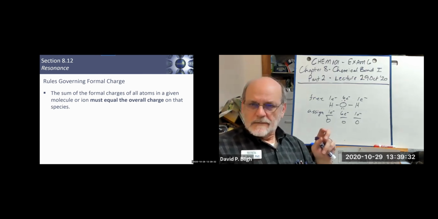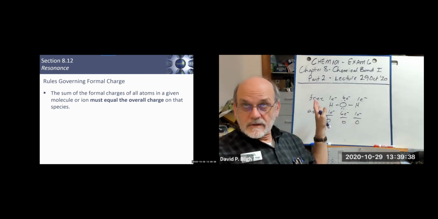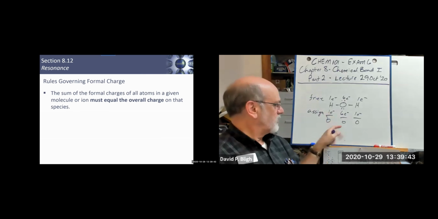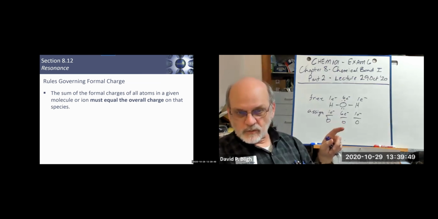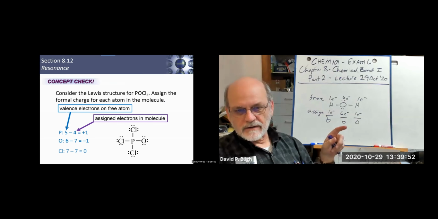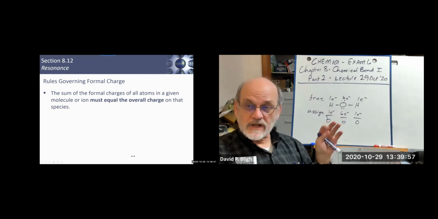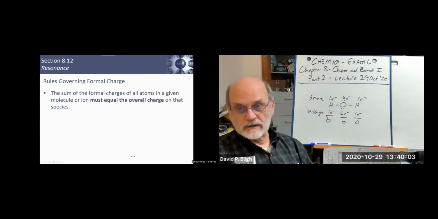Another rule, if the molecule is neutral, then all of the formal charges have to add up to 0. And no problem here. 0 plus 0 plus 0 is 0. But the previous one, +1, -1, and 0, that's 0. If there's a charge, like with our nitrate ion, then you add up all the formal charges, they have to equal -1 for that molecule. Okay, so we still have to keep that balance. The formal charges must add up to the charge on the group.